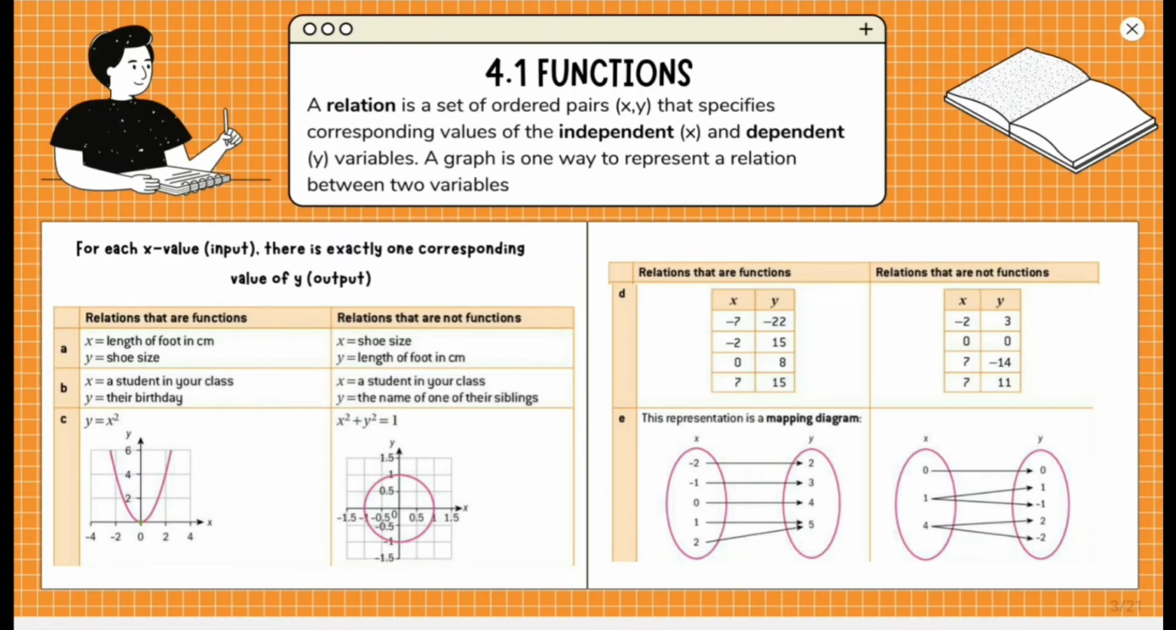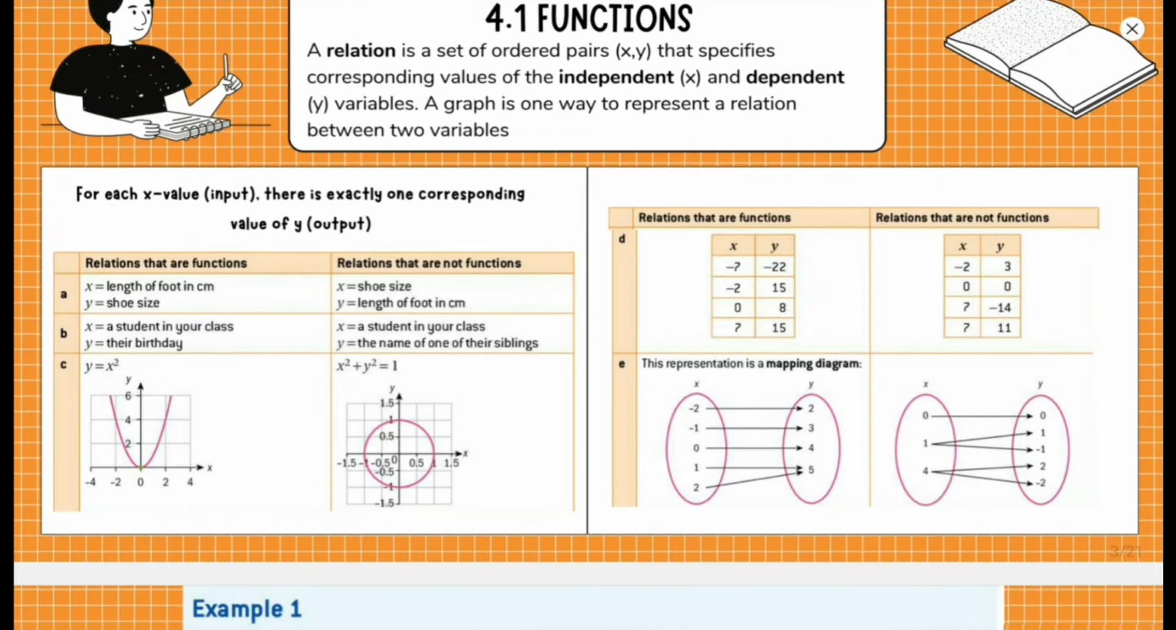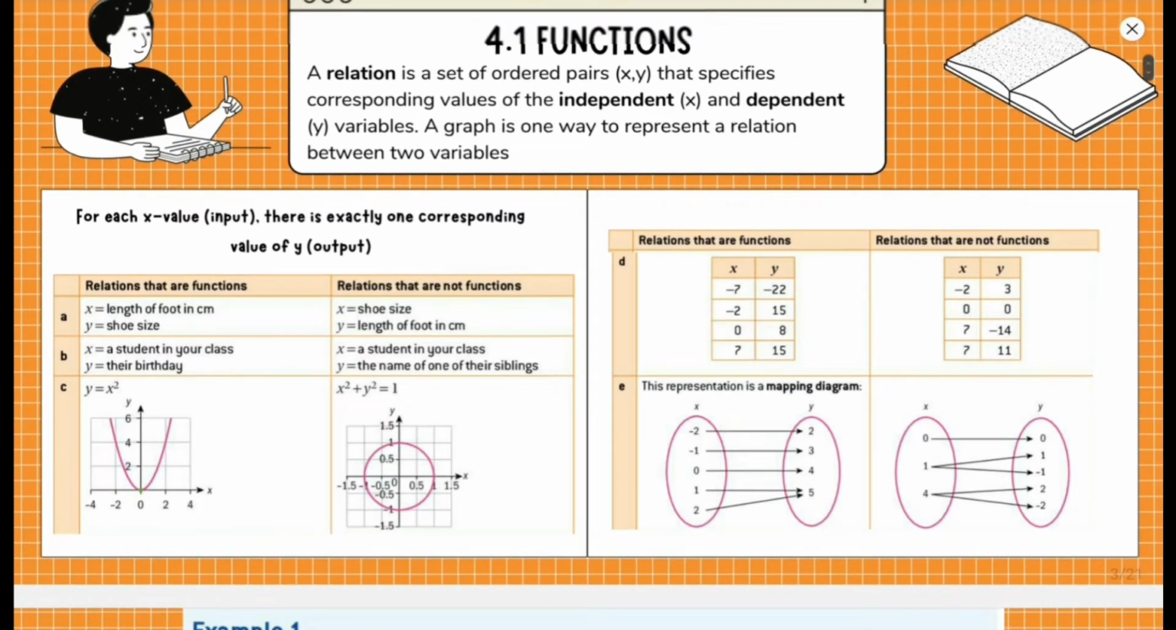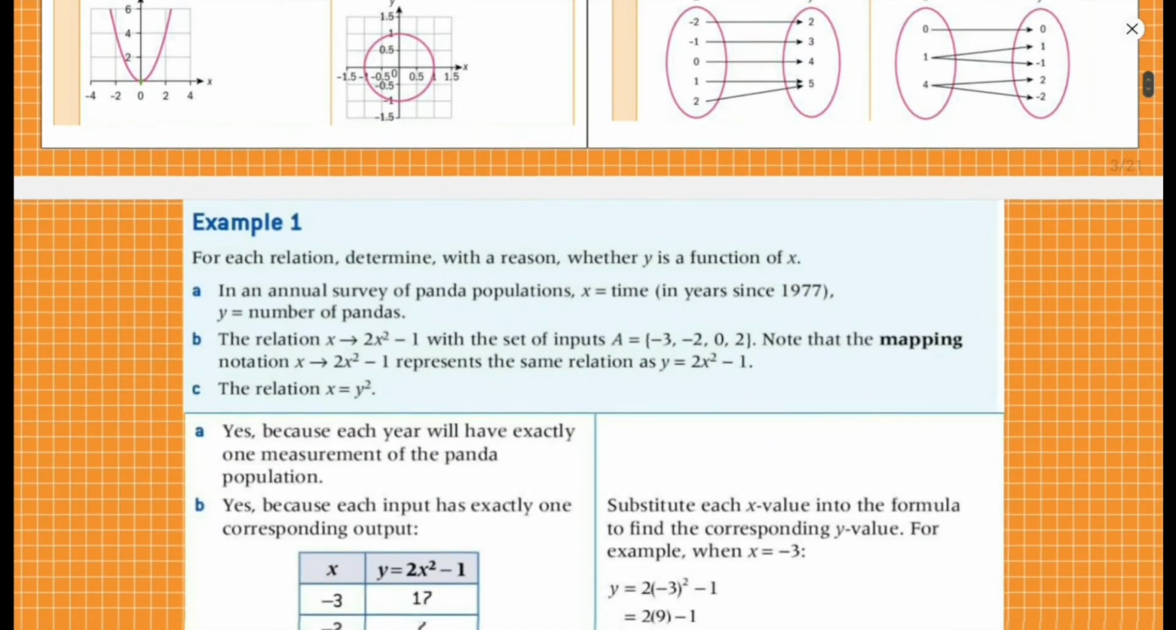So you can see at point C, if x is 2 and y is 4, it only has one value. But if it's not a function, say x is at 0, the relation is not a function, as at x equals 0, y has two values, which are 1 and -1. So this is not a function. So let's see through the example.